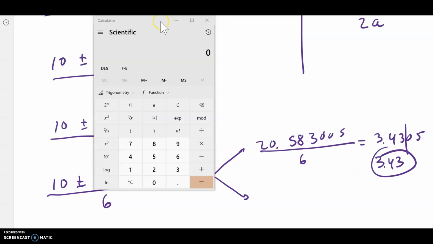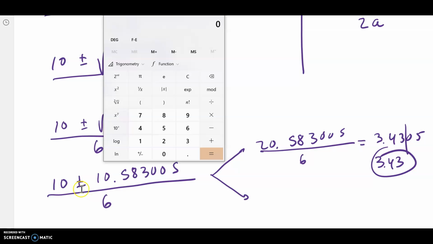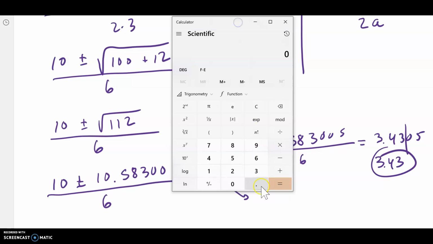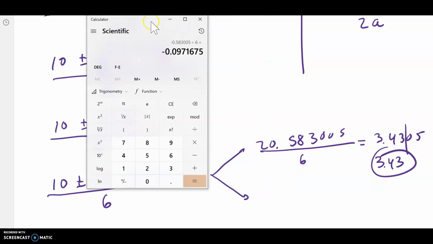Okay, for the other answer, we've got 10 minus 10.583 and divide that by 6. So 10 minus 10.583005 is negative 0.583. I didn't really need a calculator for that, but I do for the divide by 6 part. So divide by 6, and I get negative 0.097, and I'll round that off.